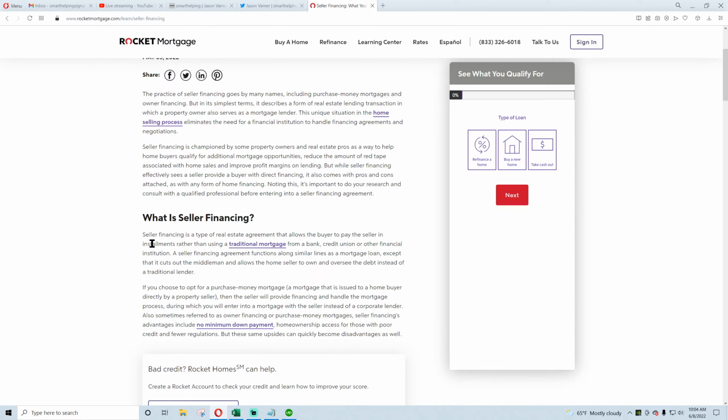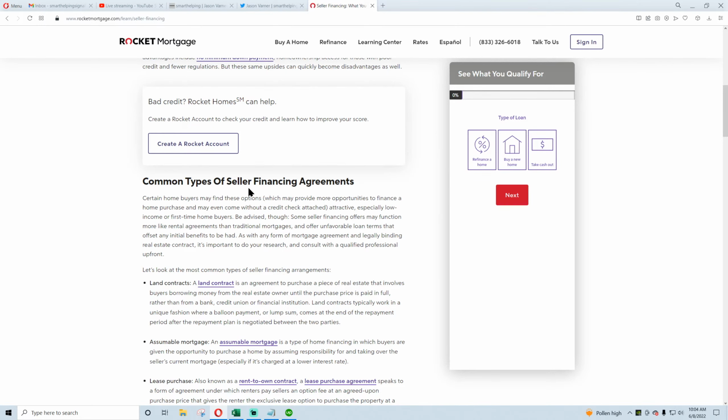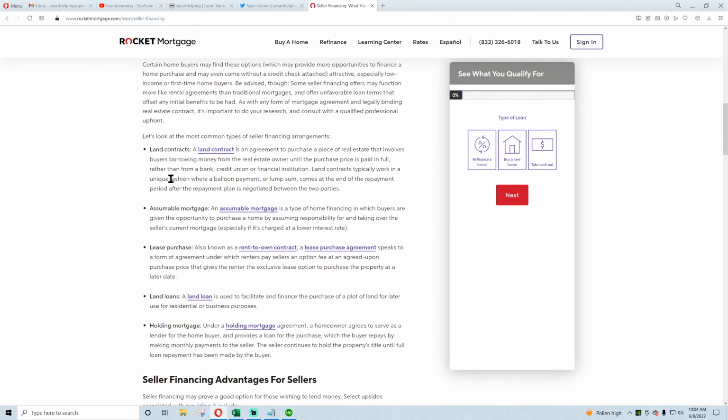Now, I believe car dealerships have a lot of this going on too, but the logic I'm going to build should be pretty agnostic to the industry because it's just numbers. It's just going to be logic. Seller financing real estate agreement. Yeah, a seller financing agreement functions along similar lines as a mortgage loan, except that it cuts out the middleman. Okay. Common types of seller financing agreements: land contract, assumable mortgage, home financing, in which buyers are given an opportunity to purchase a home by.